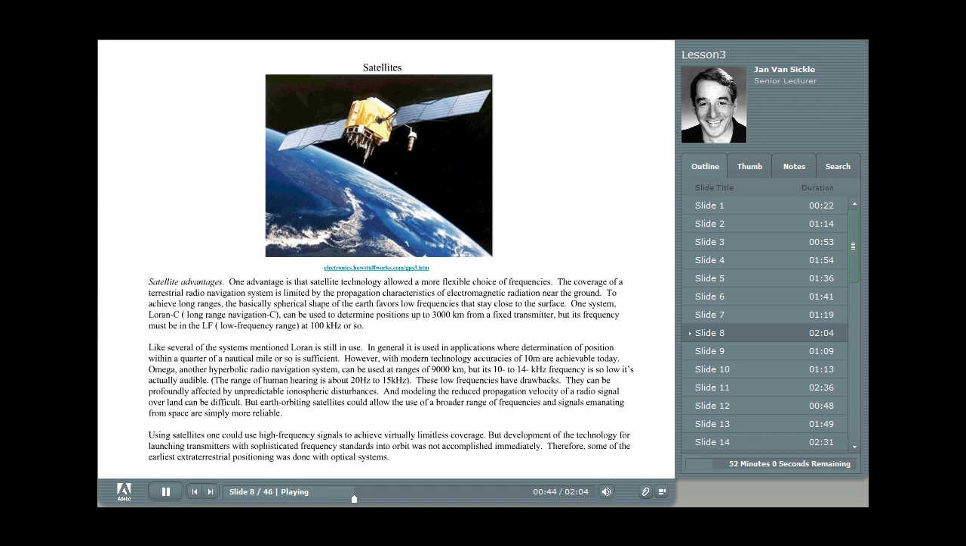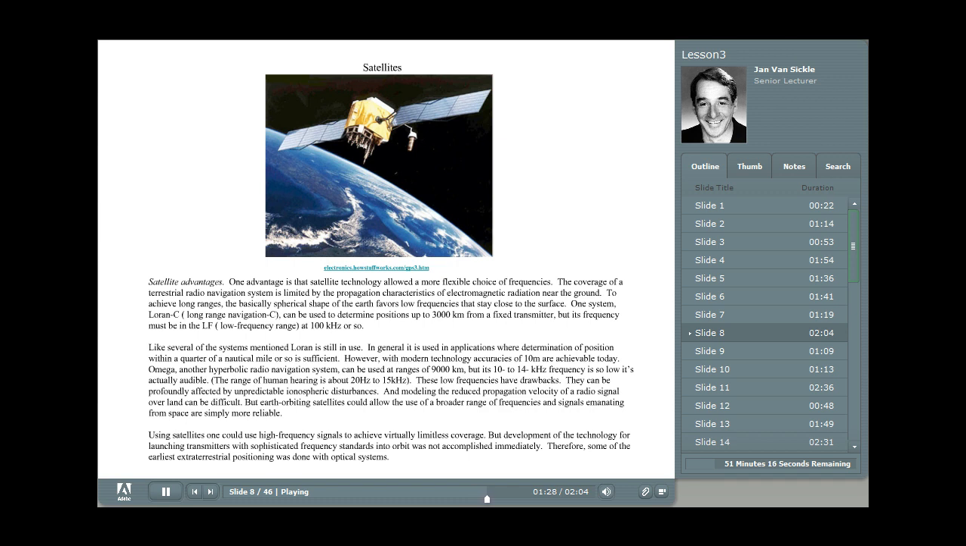LORAN-C, a long-range navigation system, can be used, as it says here, to determine positions up to 300 kilometers from a fixed transmitter. But the frequency has to be rather low for this to function. But also the idea of these low frequency systems really was to do positioning that didn't have to be to the level of accuracy that we're dealing with in GPS.